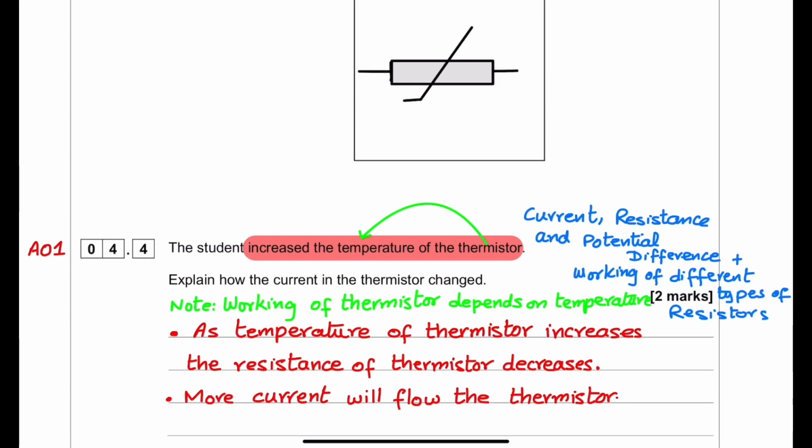The note is given here. The student must know the working of a thermistor. It depends on the temperature. As the temperature of the thermistor increases, the resistance of the thermistor decreases. If the resistance decreases, it means it will allow more current to flow through the thermistor. The student can write the answer the other way around: if the temperature of the thermistor decreases, the resistance of the thermistor will increase and less current will flow through the thermistor.